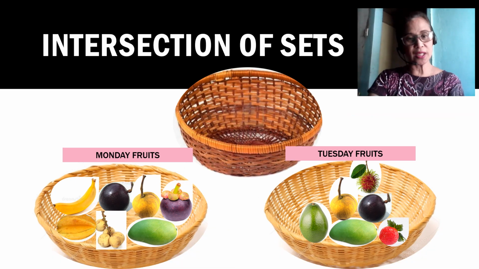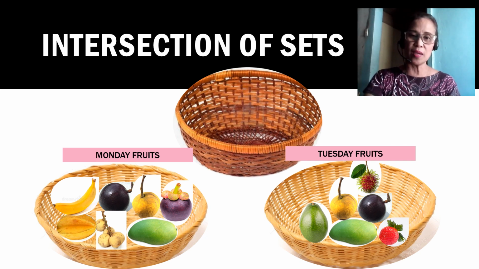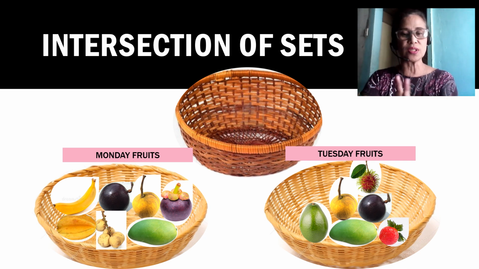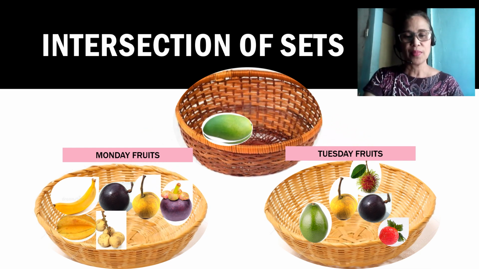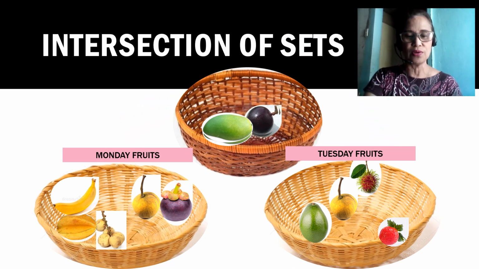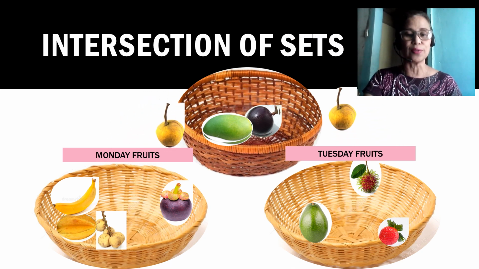The first operation of sets that we are going to learn is what we call intersection of sets. So I have here the Monday fruits, or the fruits that you ate last Monday, and Tuesday fruits. So what are we going to do now with the third basket? Of course, we have to put the fruits that we feel is an intersection of your Monday and your Tuesday fruits. So starting with mango, because on Monday and Tuesday, it's a common fruit that you were able to eat. And of course, kaimito. And last would be santol.